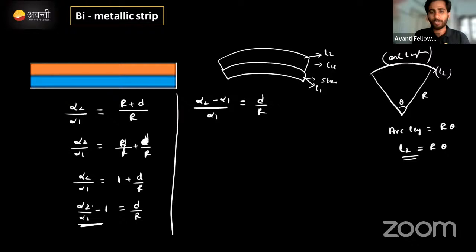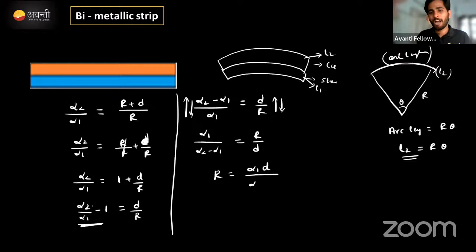Actually we require R, right? That's why change this denominator and numerator. Here also it changes. Then it will become alpha 1 divided by alpha 2 minus alpha 1 is equal to R by D. Clear? We need R in the equation, so multiply D on the left hand side. Then R value will be equal to alpha 1 D divided by alpha 2 minus alpha 1.